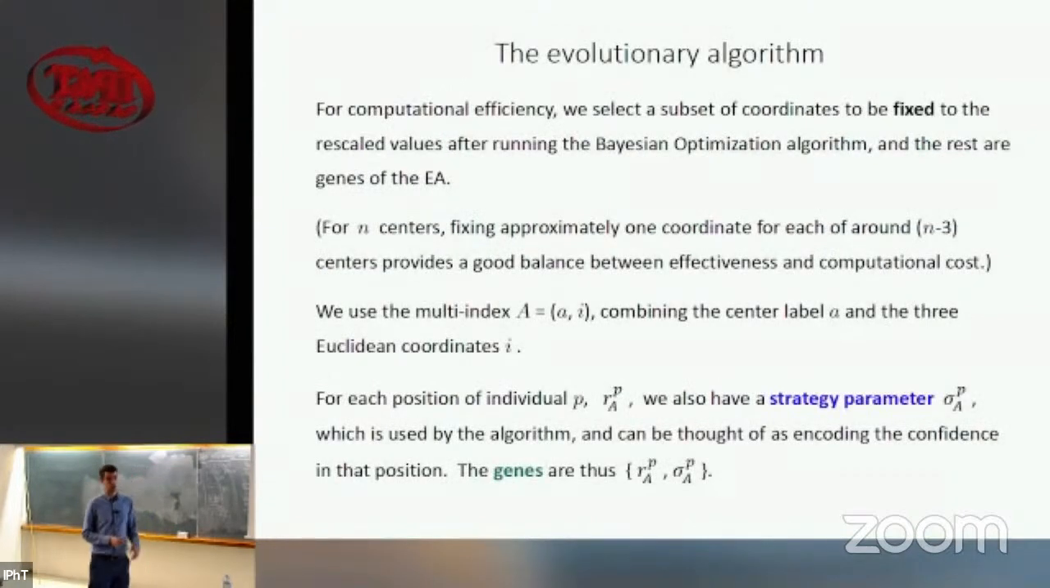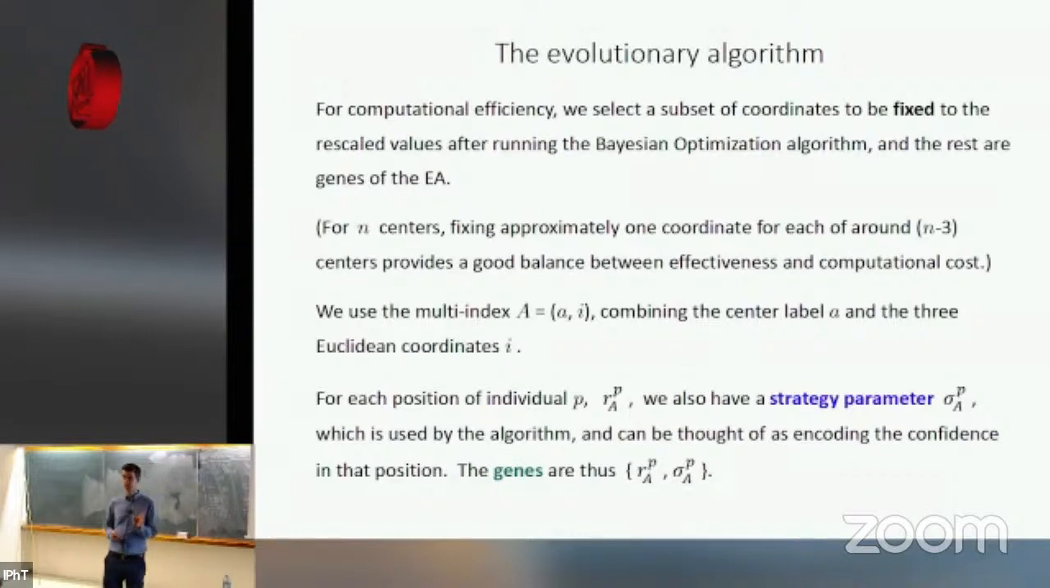So for computational efficiency, we don't vary all the positions of the centers, but we fix some subset and we vary another subset. So we fix around one coordinate for each of around n-3 of the centers, which gives us a good balance between effectiveness and computational cost. And we also introduce a multi-index, which combines the label for the centers and the one for the three directions of the positions. So we just flatten the whole data.